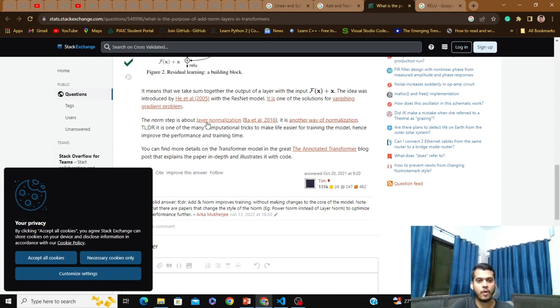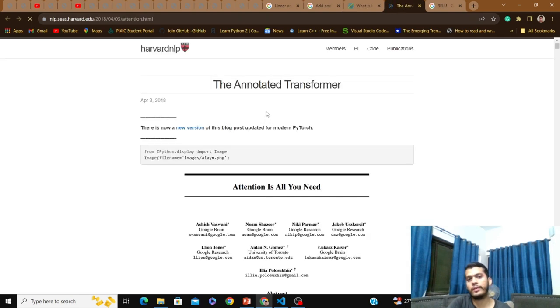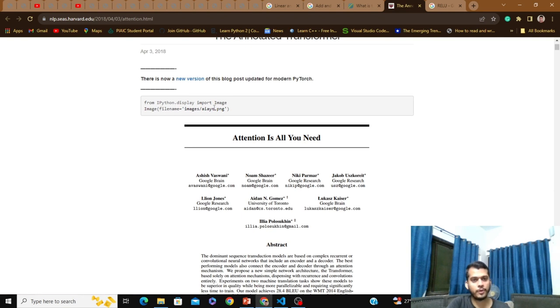The Norm part is about layer normalization, from 2016. It is another way of normalization. It is one of the many computational tricks to make life easier for training the model and improve performance. For more detail on the transformer model, see the Annotated Transformer blog series, written in Python.